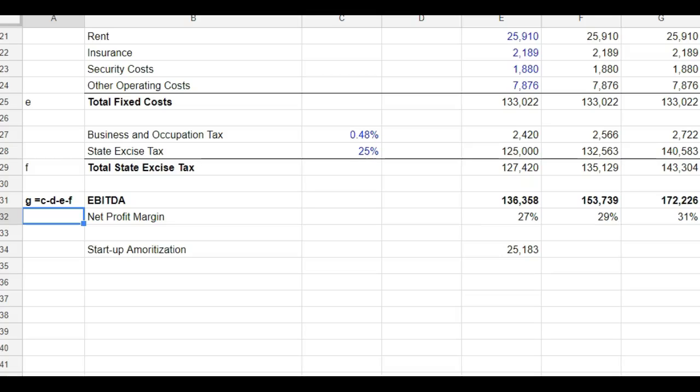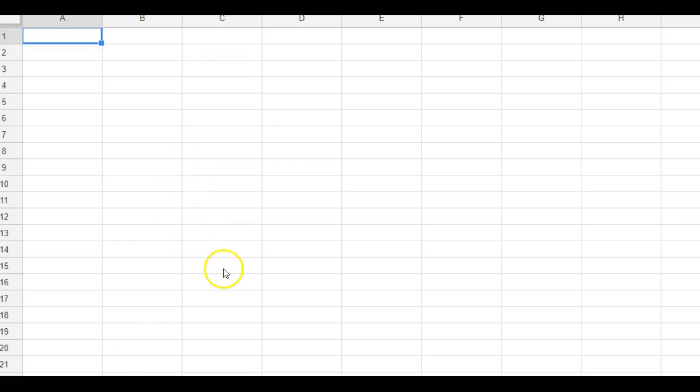Flow statement. Now, how do I add a sheet there? I click on that. I got a blank sheet. Isn't that beautiful? So I'm going to call this weed producer cash flow statement.